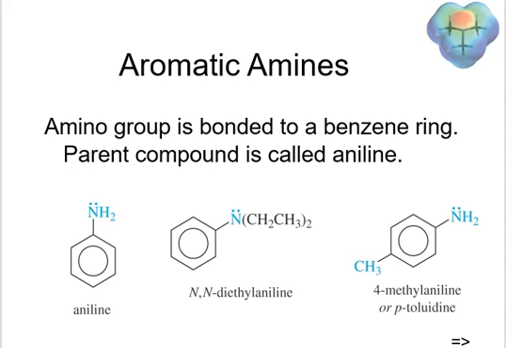So these are aromatic amines. When an amino group is attached to an aromatic ring like benzene, we call them aromatic amines. So for example, an NH2 group is attached to benzene, which we call aminobenzene or aniline. This is N,N-diethyl aniline and para-toluidine.